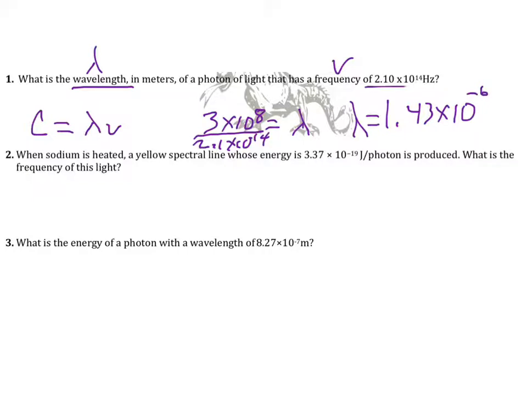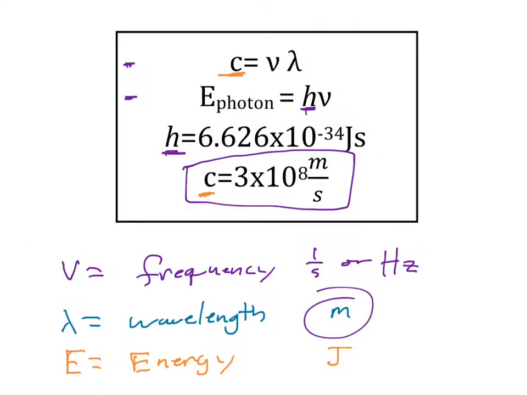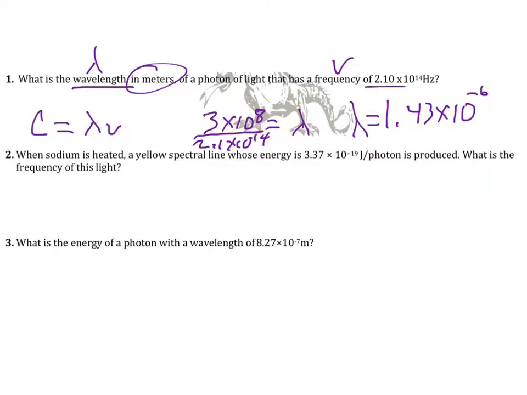Now the other thing we need to do is make sure that we write our units. The units for wavelength are meters, and the problem is asking for us to do it in meters, so that's great. So it's meters, and then we box our answer. Now notice how we end with 3 sig figs, and the reason why is because we're starting with 3 sig figs.